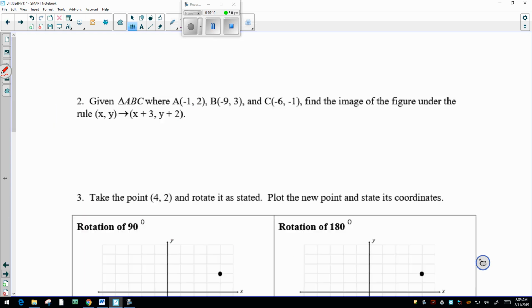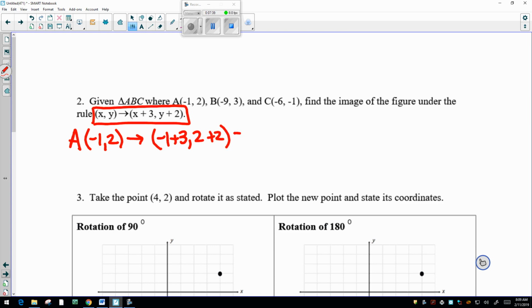Okay, so let's try some of these. We have our coordinates and we have to find the image of our figure under this rule. Here's a different way to see it. Now, no capital T, but they're telling you what to do. To the X values, add 3. To the Y values, add 2. So if we start with A, I know to the X value, I want to add 3, and to the Y value, I want to add 2. So that means our new image point is going to be at the location 2, 4. So that would have done that translation.